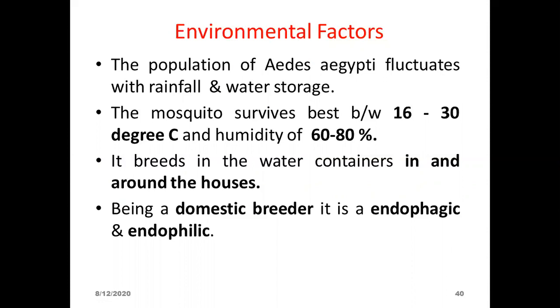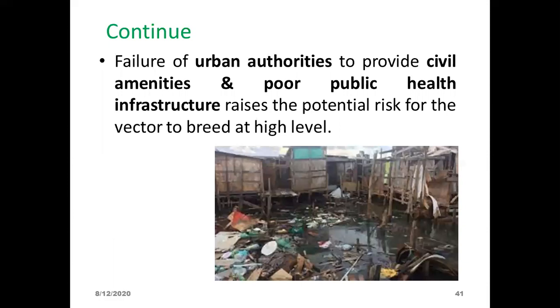It breeds in the water containers in and around the houses. Being a domestic breeder, it is endophagic, meaning it likes to live in the homes, and anthropophilic, meaning it likes the blood of humans. The failure of urban authorities to provide civil amenities and poor public health infrastructure raises the potential risk for the vector to breed at a high level.